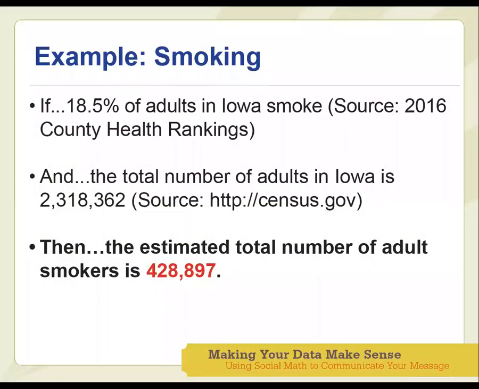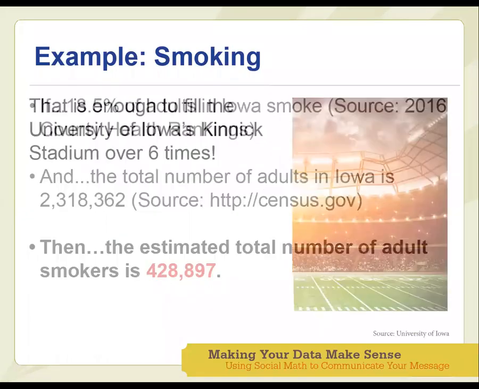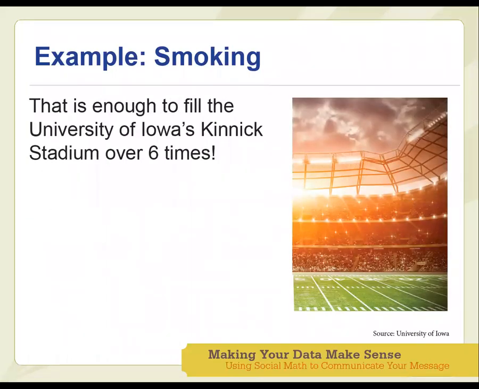Here's another example. If 18.5% of adults in Iowa smoke, and the total number of adults in Iowa is that 2 million number, then the estimated total number of adult smokers is 428,897. And again, for the math, you take 0.185 times the 2 million number to get 428,891 total number of adult smokers in Iowa. And for the equation, that's enough to fill the University of Iowa's Kinnick Stadium over 6 times. Again, this is trying to show that it's a large amount of affected people and trying to create a picture in your mind connecting with this context that you already know, especially if you're a Hawkeye fan.